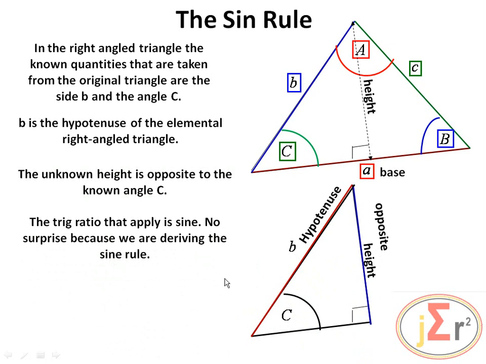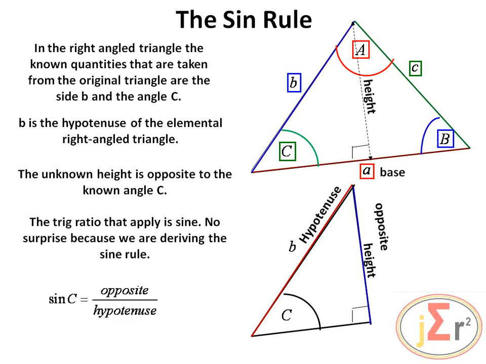The trig ratio that applies is sine. No surprise, because we are deriving the sine rule. So the trig ratio that applies in this situation is sine, because we have opposite and we have hypotenuse, and we know that the trig ratio that deals with opposite and hypotenuse is sine. And of course, it shouldn't be surprising because we are really working with the sine rule.